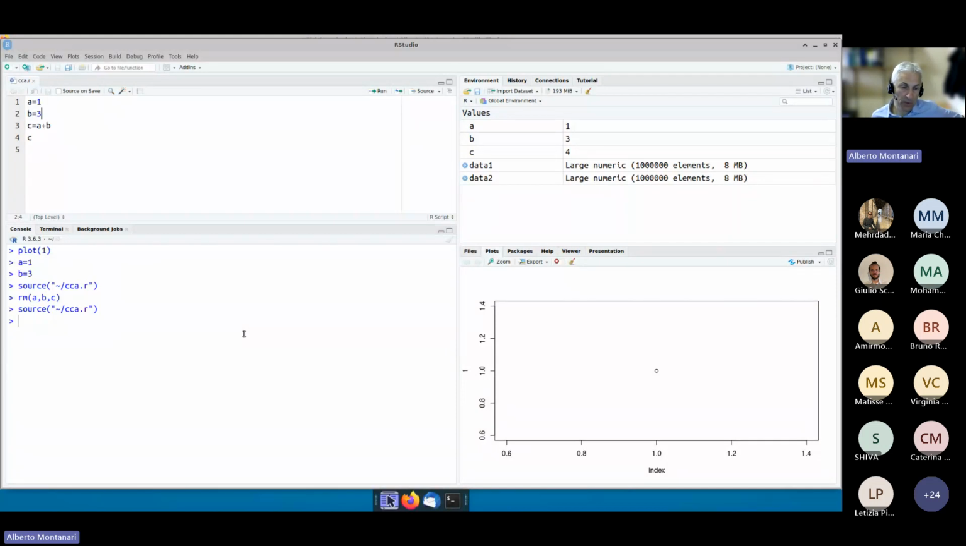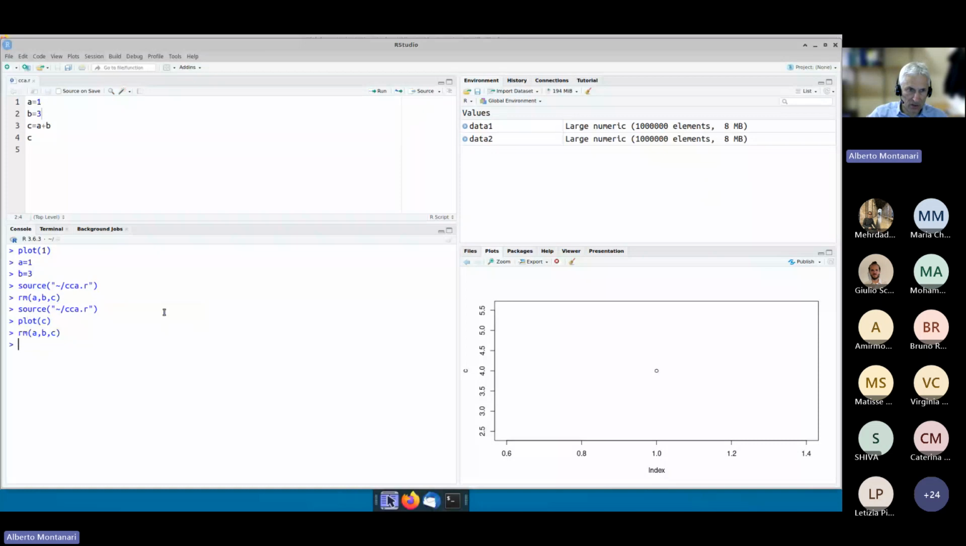So the script may be useful. You may decide to write on the script and then pass to the console the instructions that you want to save, while you can type directly on the console the instructions that are just temporary. Like, I mean, if I want to make a plot of c, okay, and I don't want to save this instruction, I go directly to the console and I get the plot of c. Good. Now let me remove a, b, and c because I'm not interested. And then let me clear the console, and then let me also clear the script.